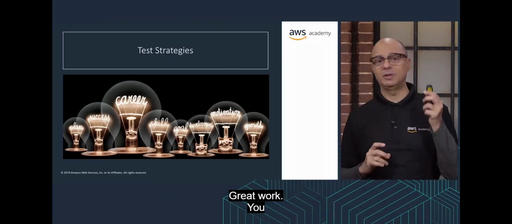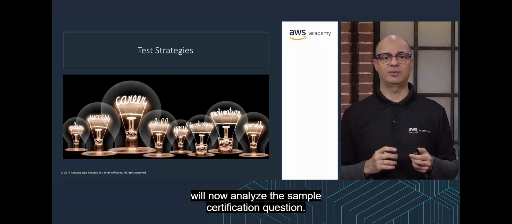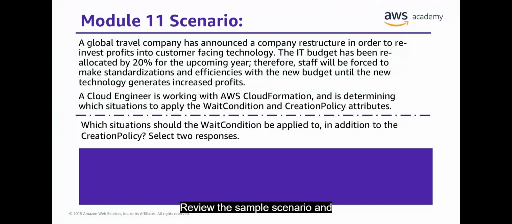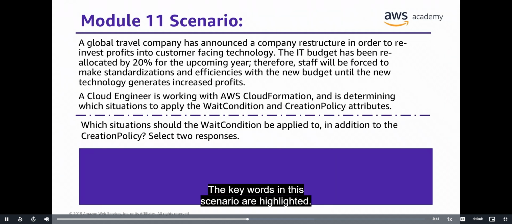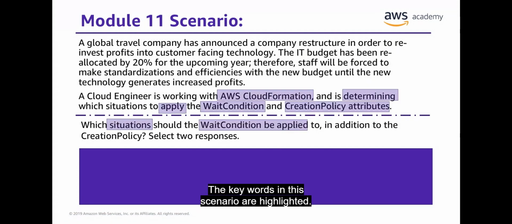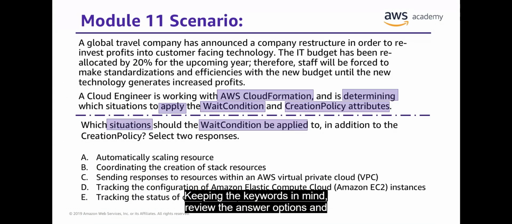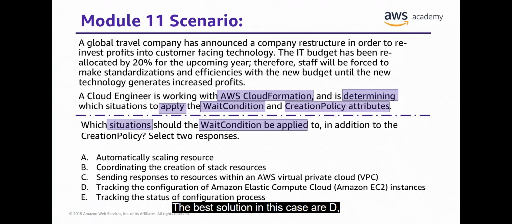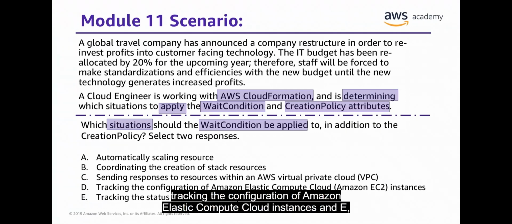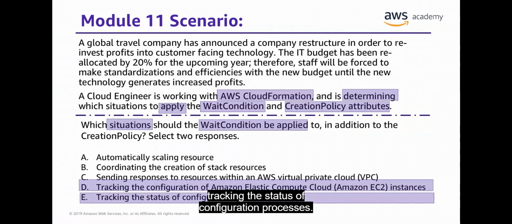Great work! You will now analyze a sample certification question. Review the sample scenario and find any keywords that will help you identify the correct answer. The keywords in this scenario are highlighted. You can now consider the answer options. Keeping the keywords in mind, review the answer options and try to rule them out based on highlighted keywords. The best solution in this case are D, tracking the configuration of Amazon Elastic Compute Cloud instances, and E, tracking the status of configuration processes.